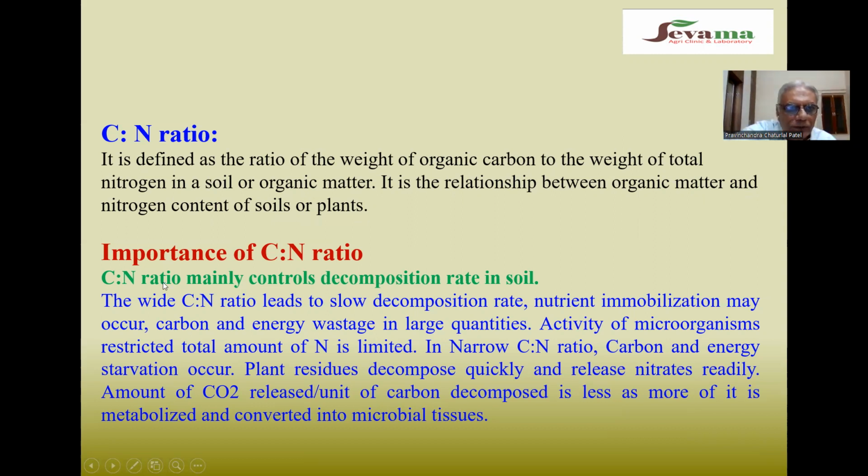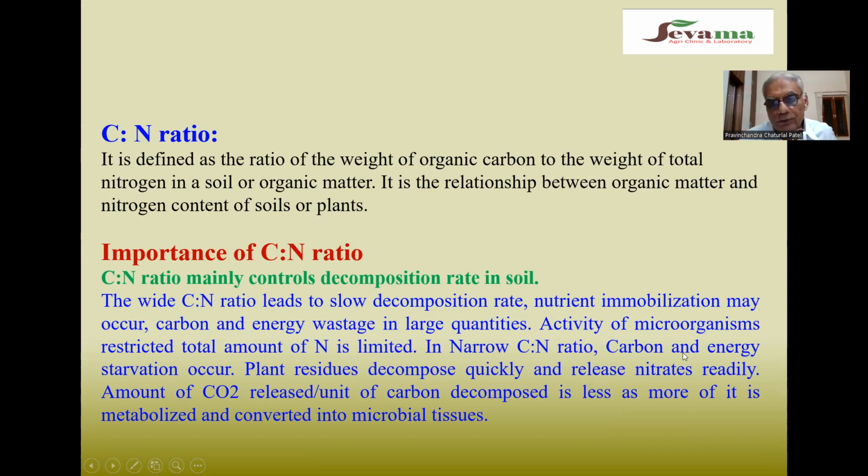Importance of CN ratio. CN ratio mainly controls decomposition rate in soil. The wide CN ratio leads to slow decomposition rate, nutrient immobilization may occur, carbon and energy wastage in large quantity. So wider CN ratio is not desirable for decomposition because there is a slow decomposition rate. Activity of microorganisms is restricted, as the total amount of nitrogen is limited.